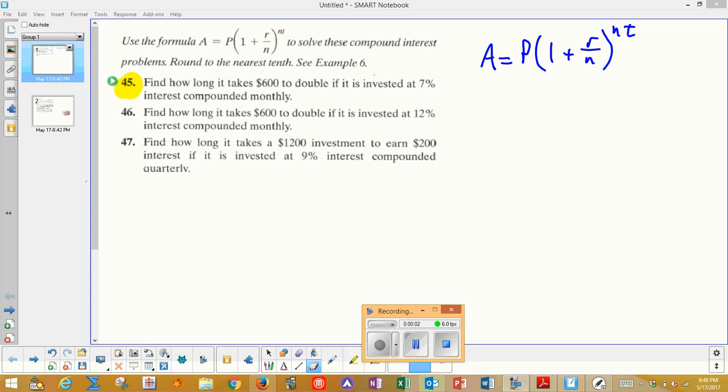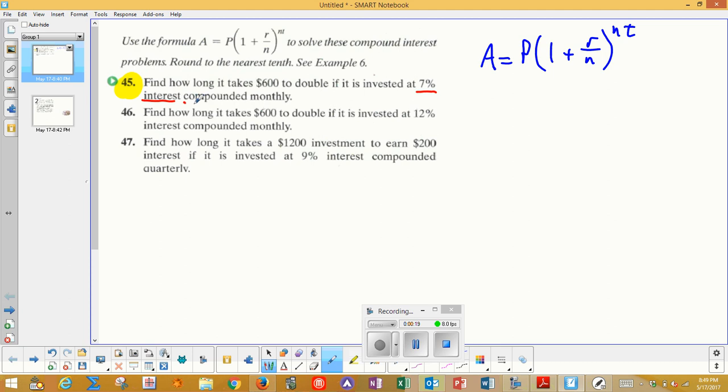Okay, I'm going to do number 45 here. So when you put money in the bank, it gives you interest to take your money and use it, and they loan it to other people and make money off it their own way. And so here's a bank that will give you 7% interest.